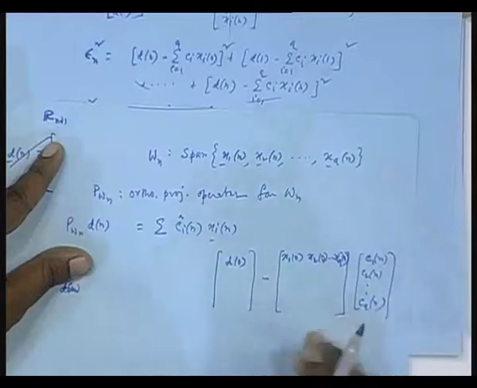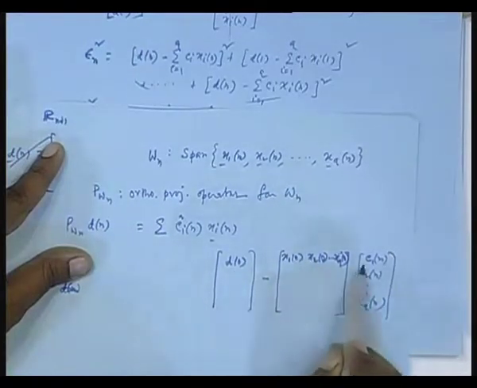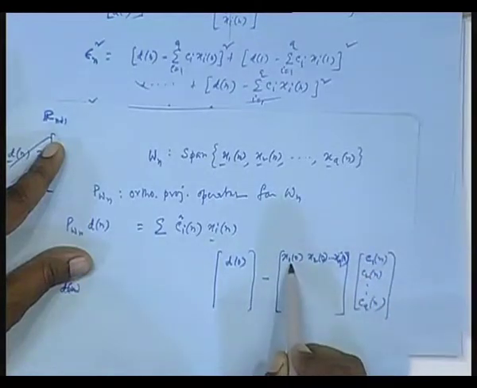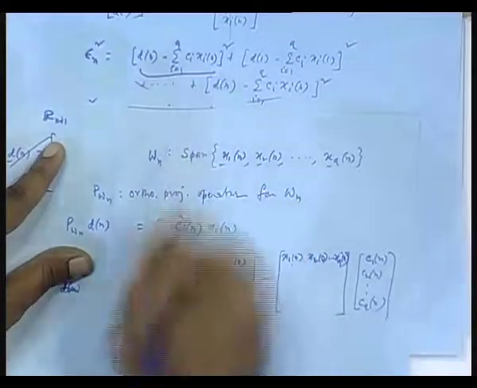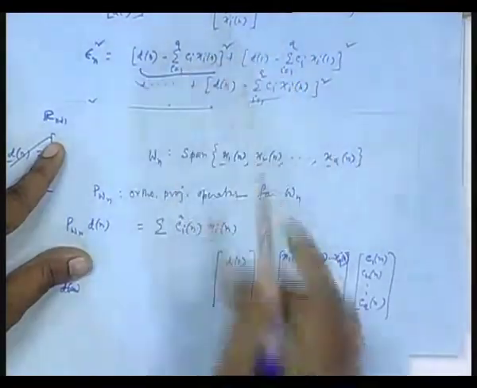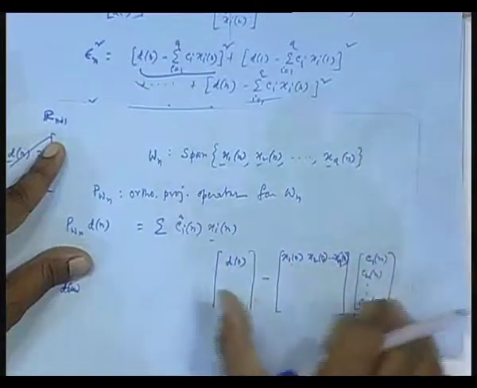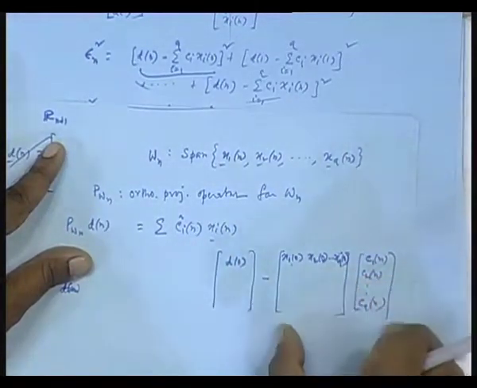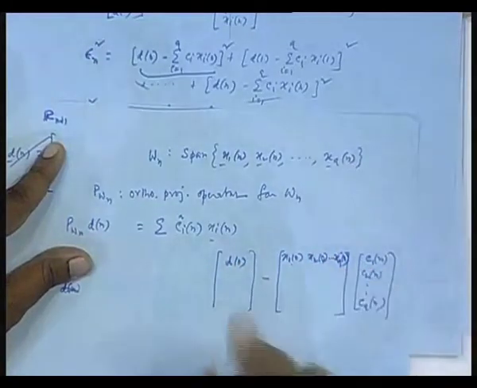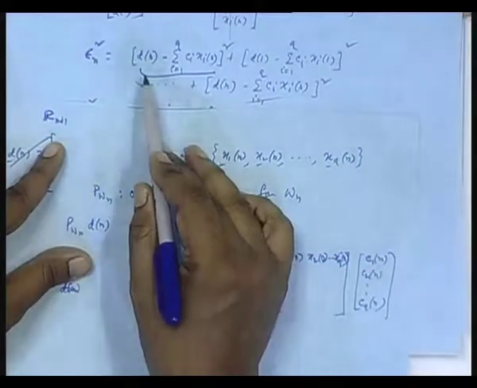Suppose I consider this first, D0 minus the summation of these terms, C1n times x1 0, C2n, that is what you have here. This quantity is nothing but a column vector minus a matrix into a column vector, which is totally a column vector. What is the first element of the column vector? This quantity only.